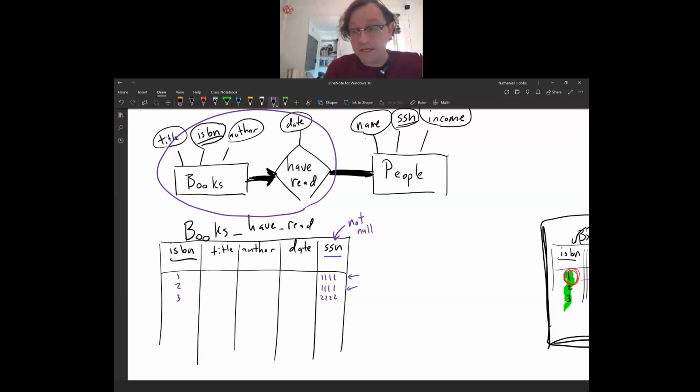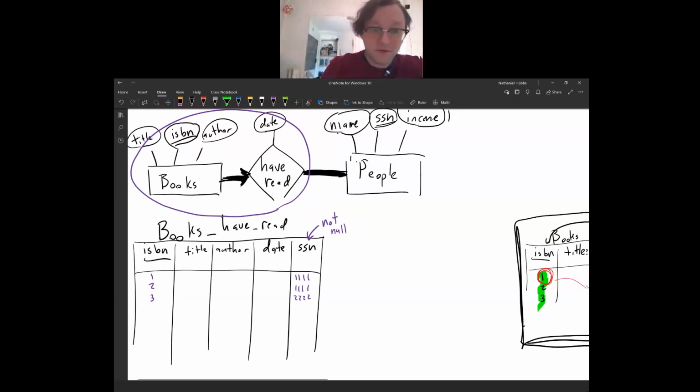But there's nothing in the ER diagram that says that a person can only read one book, just that they have to have read at least one. So this is not keyed. And by adding this column to this table and saying that it can't be null, that means that every book, which only appears exactly one time, will also have some person who has read it. Okay, now for the people table.